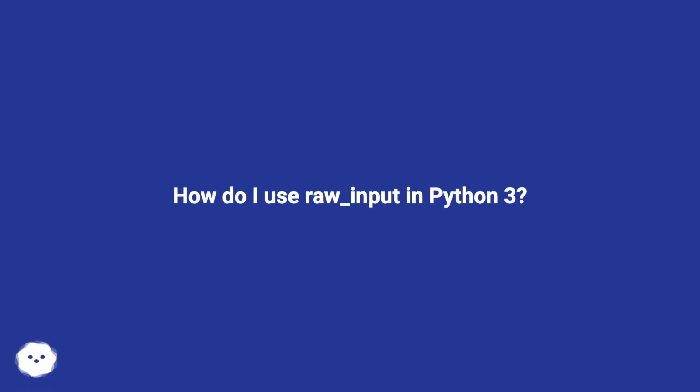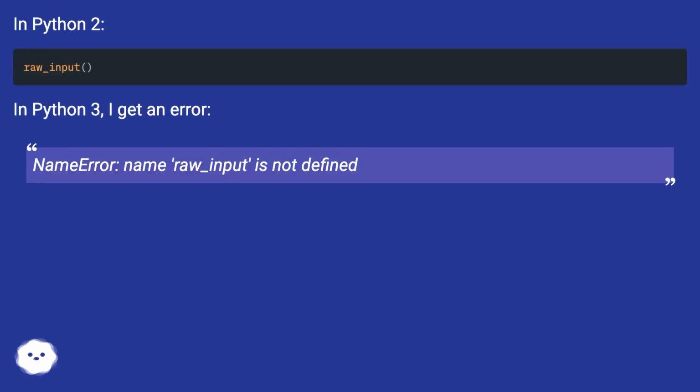How do I use raw_input in Python 3? In Python 2, it works. In Python 3, I get an error: NameError: name 'raw_input' is not defined.